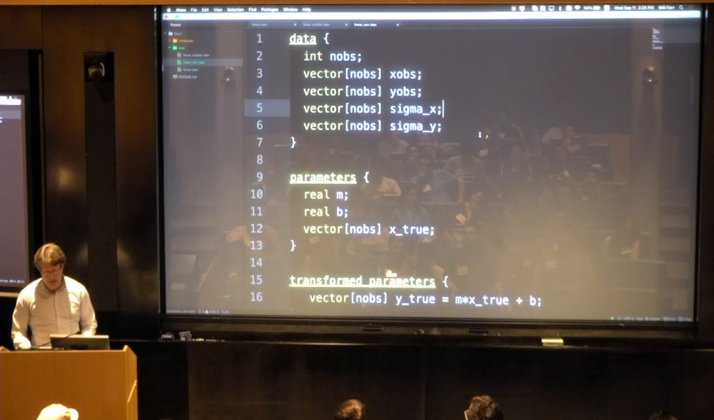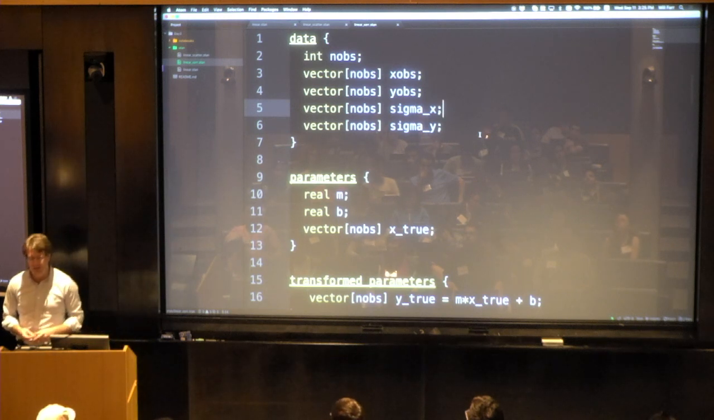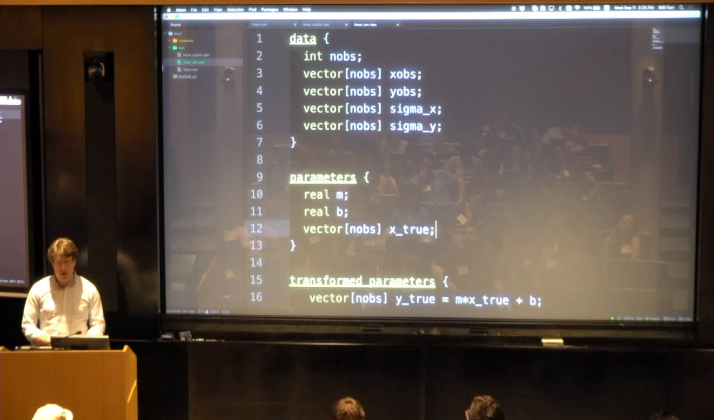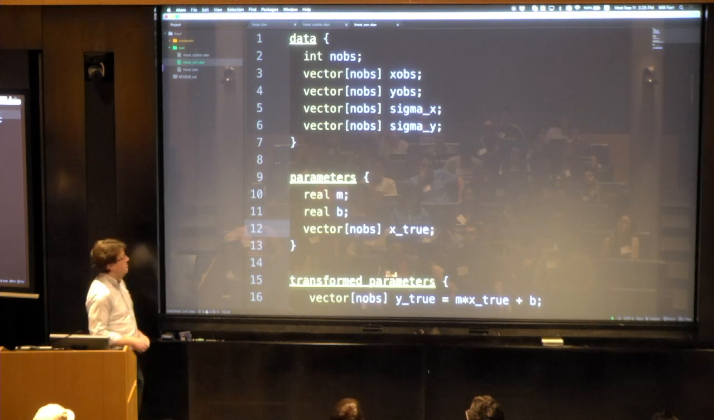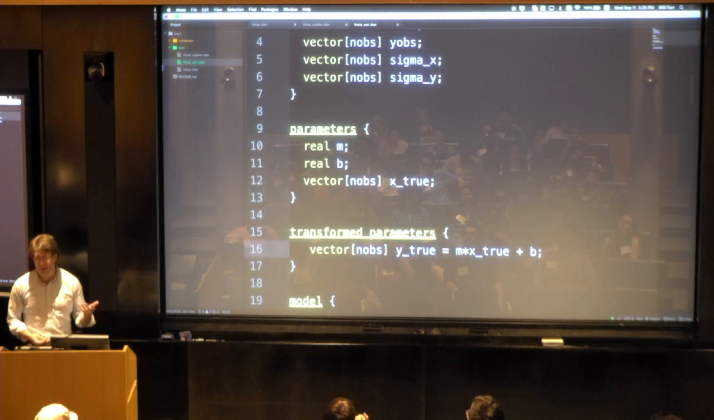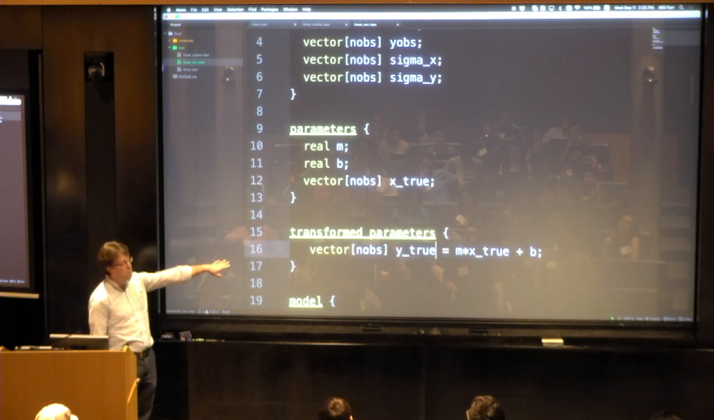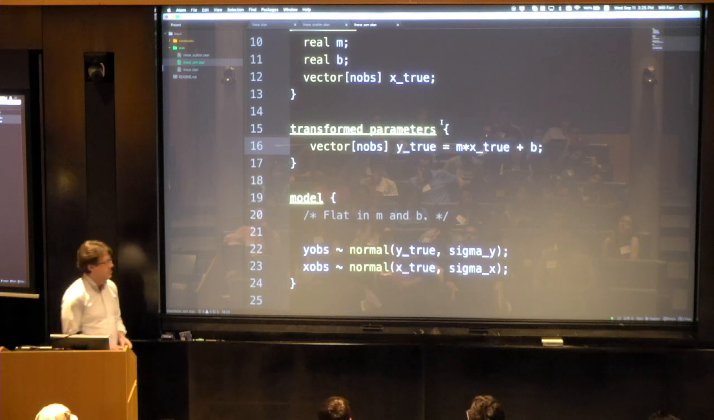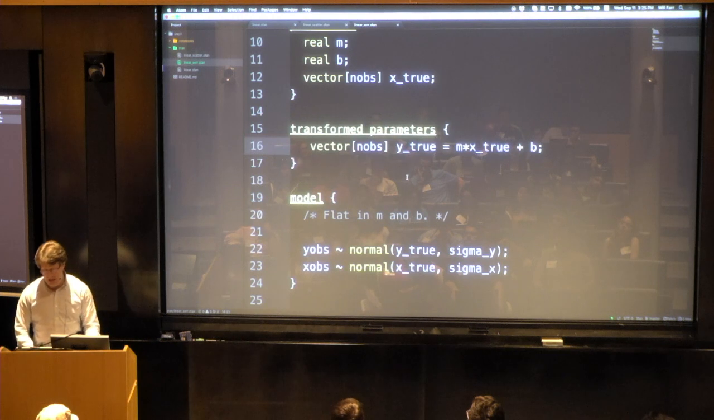Okay, so the data model looks like, well, now we put in a sigma x. You can see it right there. Otherwise, everything's basically the same. We still have m and b, but now we also have parameters x true, which are unknown, because we don't know what they are. Because the relationship between x true and y true is perfect, Stan doesn't sample over y true. If it knows m and b and x true, we're done. So we put y true in the transformed parameters block. And the model is flat, and I should have said flat in m, b, and x true. Let me change that.